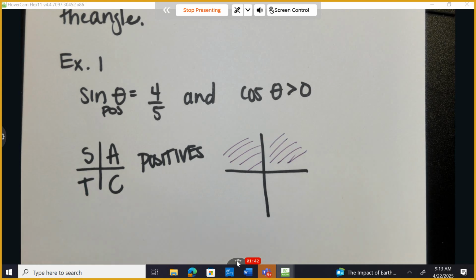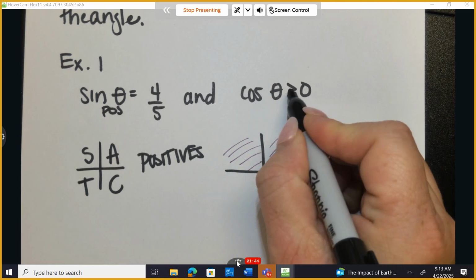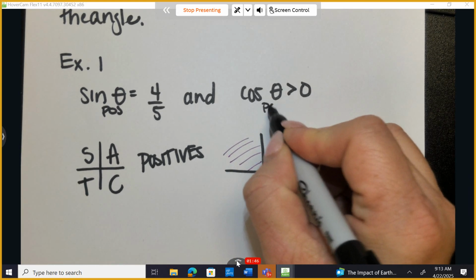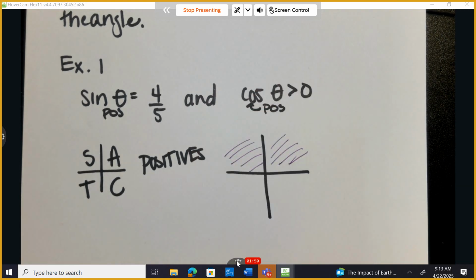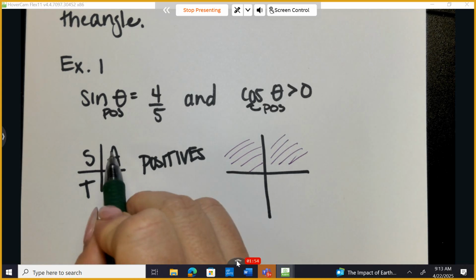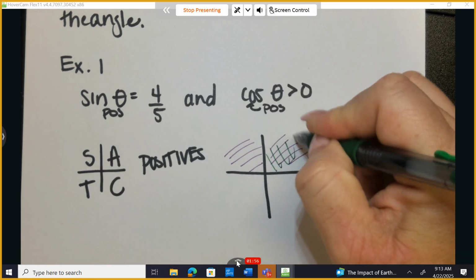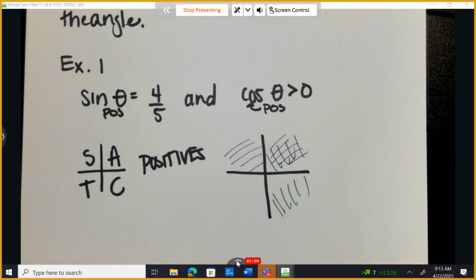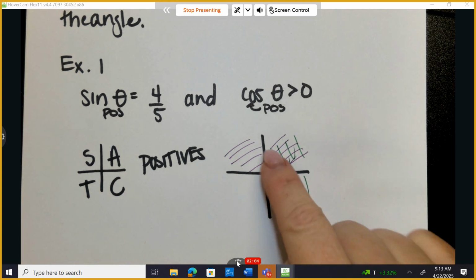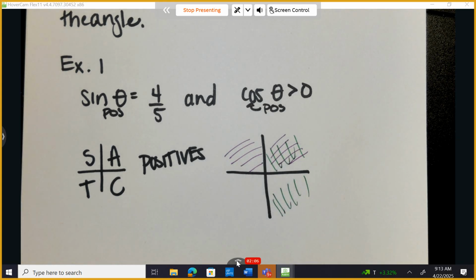This second statement says the cosine value is greater than 0. That means the cosine values are positive. So now I'm going to go back to the same graph, and I'm going to shade where a cosine's positive. Well, all things are positive here, and cosines are positive down here. In only one quadrant will there be a layered or double shade. And that double shade tells us where we're going to graph this.